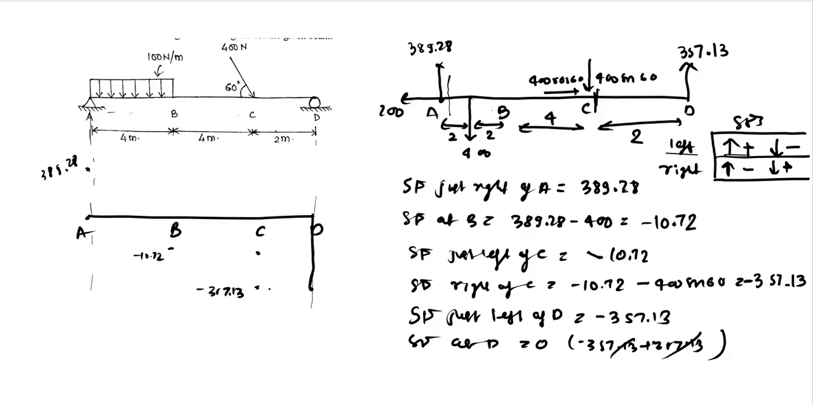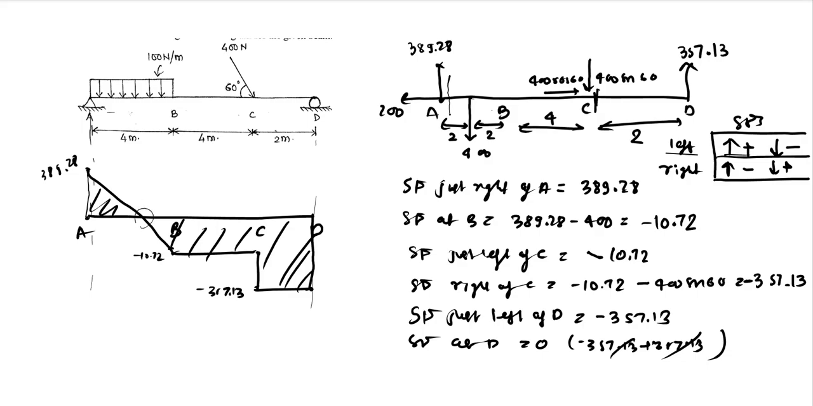You can just join these using straight lines, but not on the UDL part. The UDL part should be joined using an inclined line, something like this. So this should be a line. It now looks like a parabola. Yeah, so this is how you can make your shear force diagram.